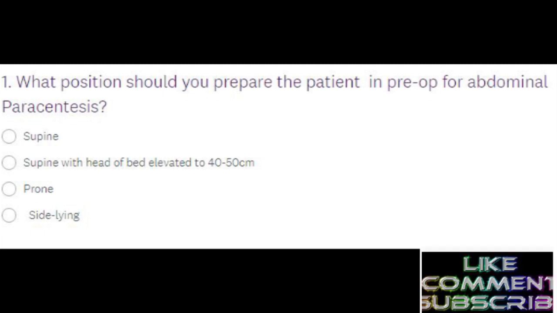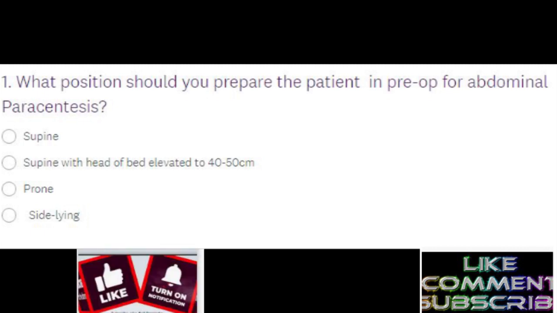What position should you prepare the patient in pre-op for abdominal paracentesis? Option A, supine. Option B, supine with head of bed elevated to 40 to 50 centimeters. Option C, prone. And option D, side lying. So what will be the answer? Option B is the right answer. The position is supine with head of bed elevated to 40 to 50 centimeters.